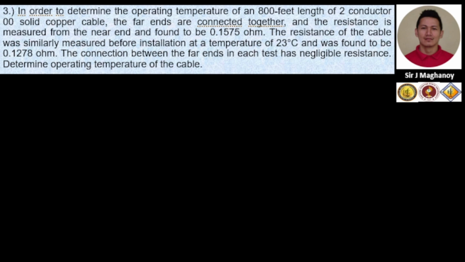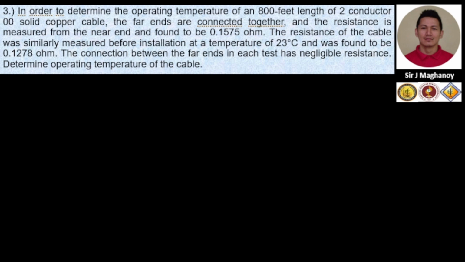Number 3. In order to determine the operating temperature of an 800 feet length of two-conductor 2-0 solid copper cable, the far ends are connected together, and the resistance is measured from the near end and found to be 0.1575 ohm.